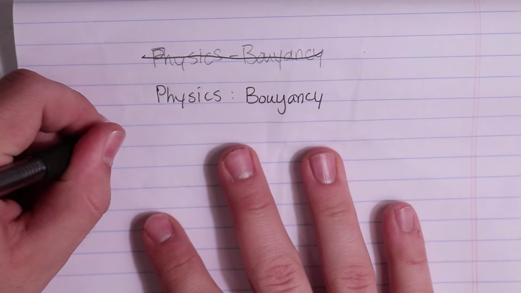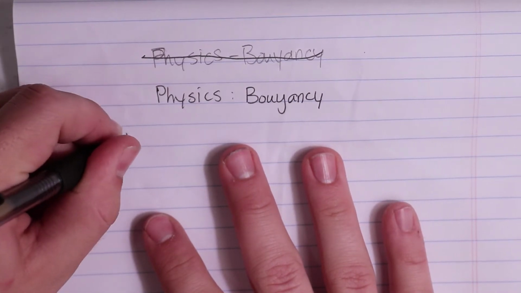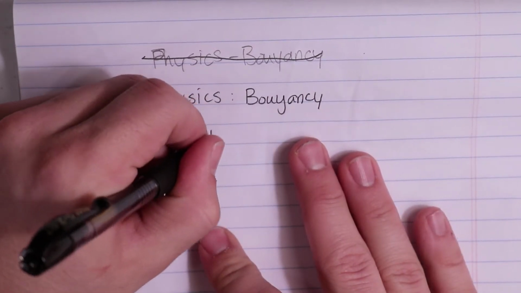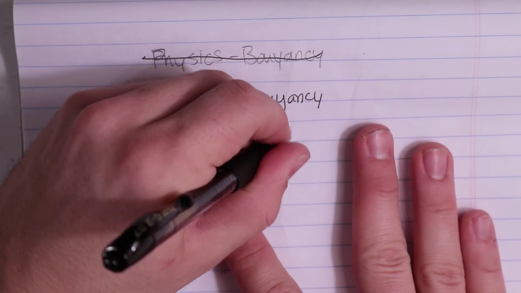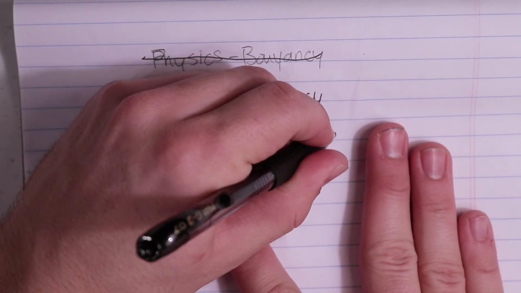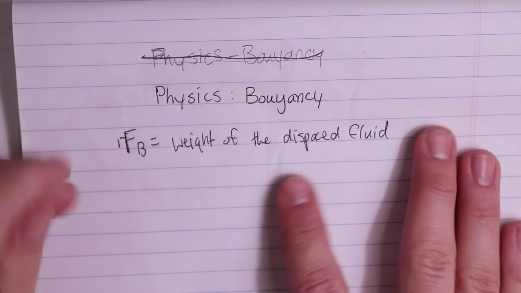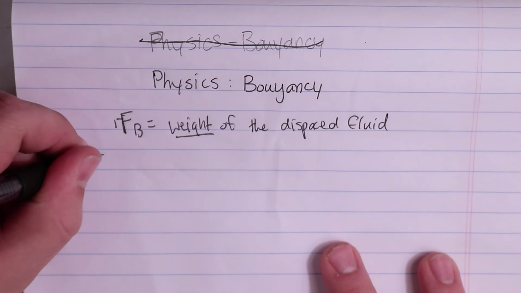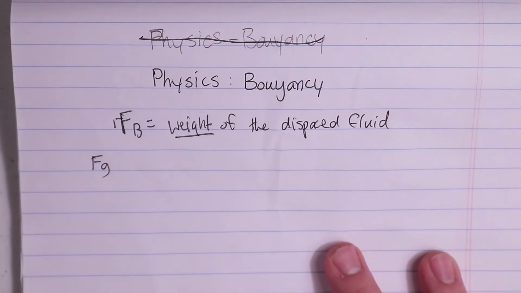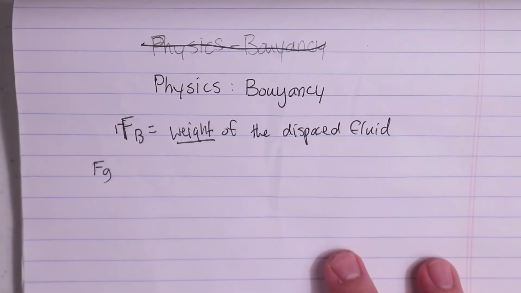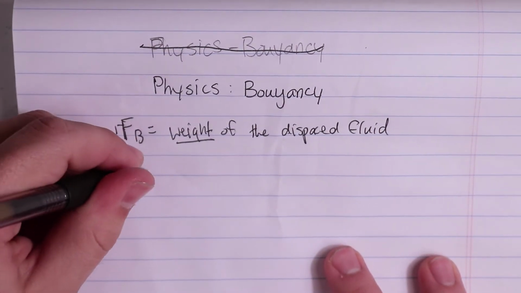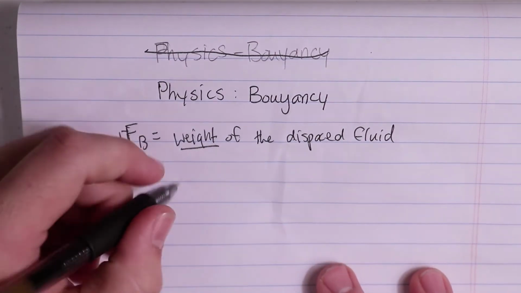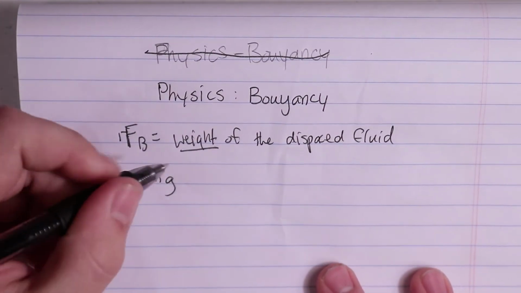So, the buoyant force Fb is equal to the weight of the displaced fluid. So what does that mean? Weight is important because we're going to have to use Fg. That would be the weight. And so we know that Fg equals mass times your gravitational acceleration.